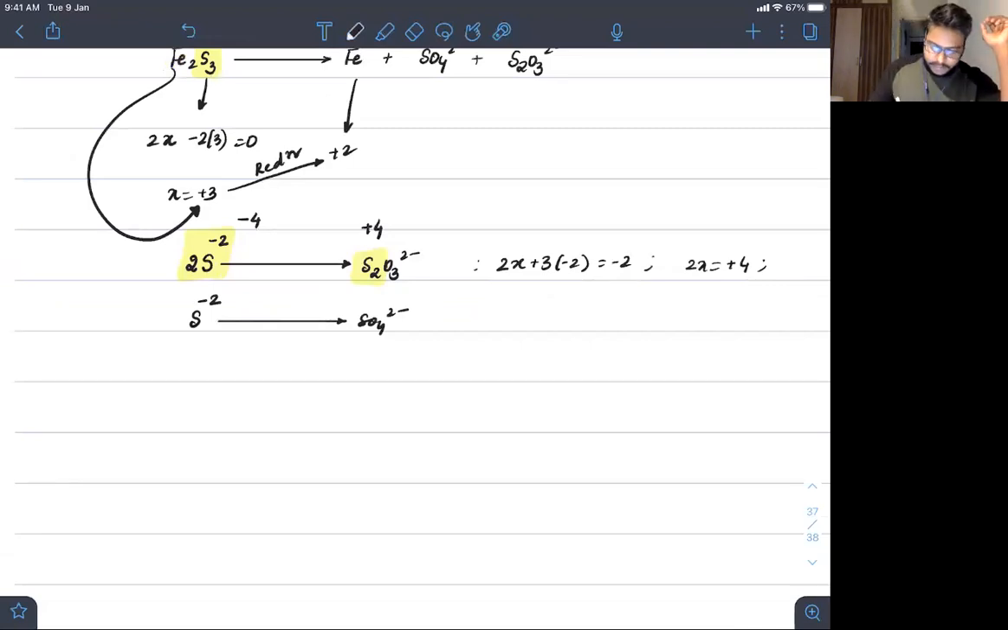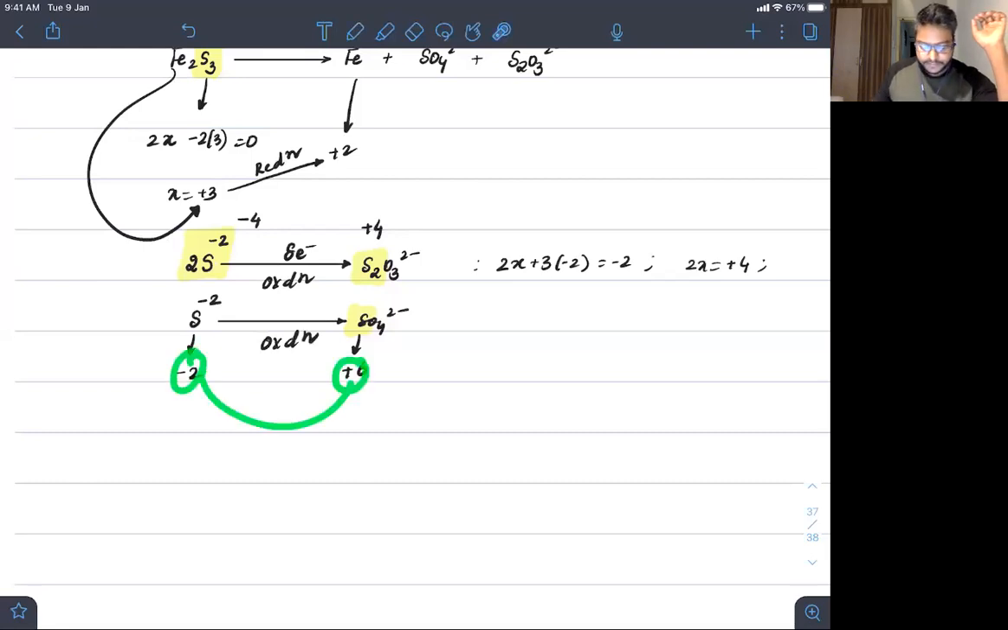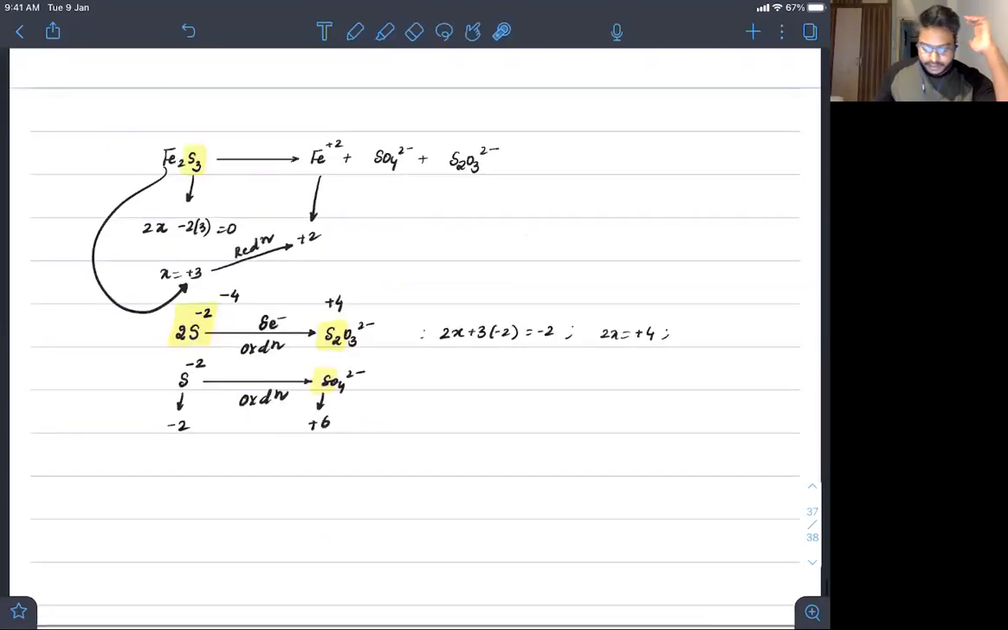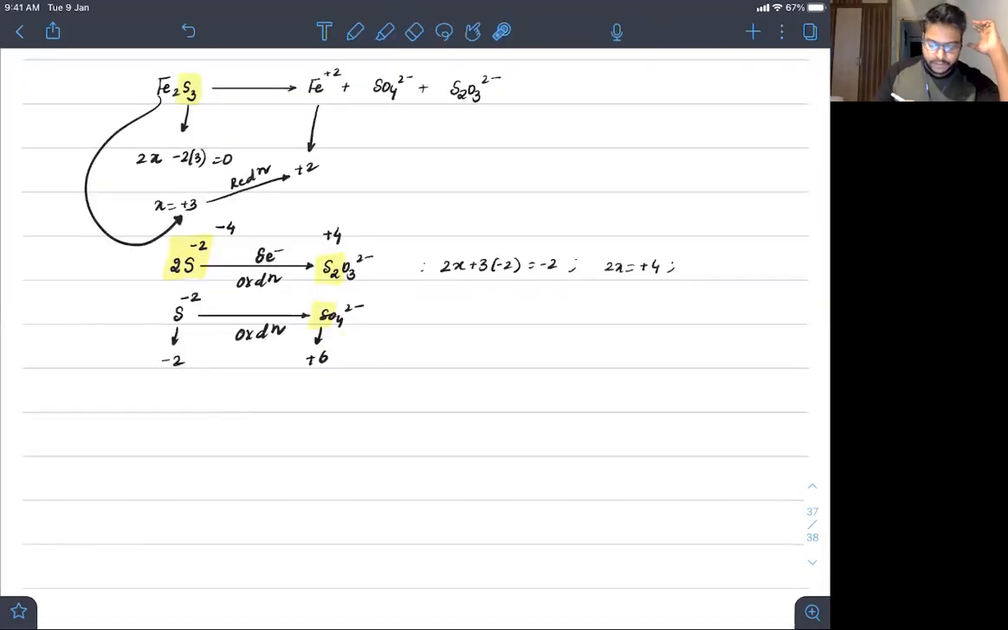For 1 sulfur, it goes from -2 to +6, because in SO4 2 minus sulfur is +6, and here it is -2. So can you see -4 to +4, what is happening? 8 electrons are transferring, and it is increasing in positive value. Positive value means this is undergoing oxidation. So here this is also undergoing oxidation, from -2 going towards +6. So there are 2 oxidation steps and 1 reduction step. So overall it is redox only.